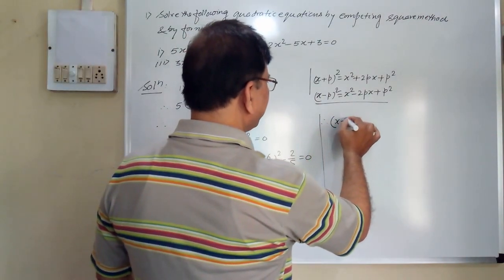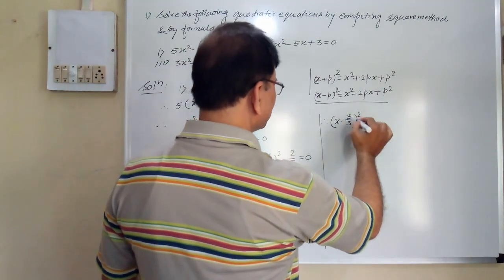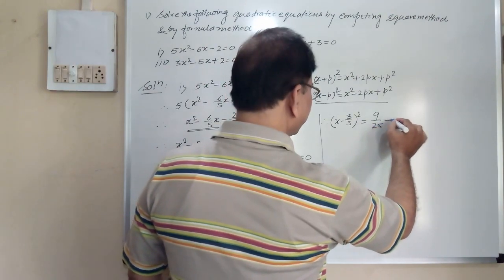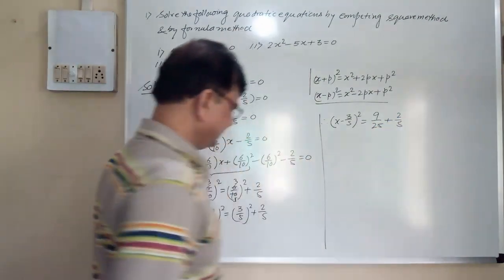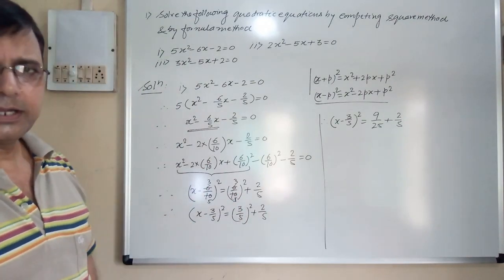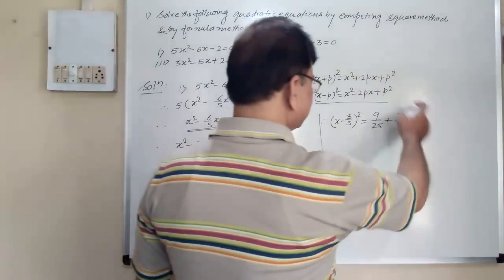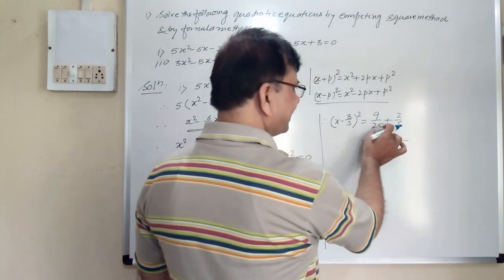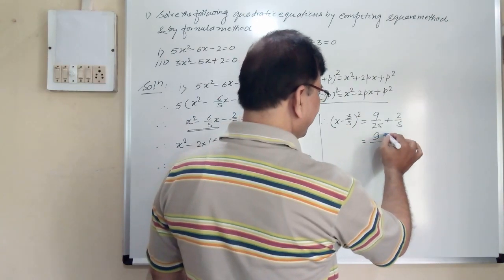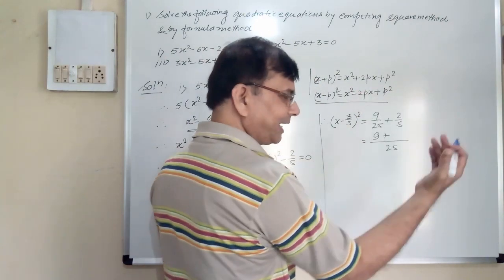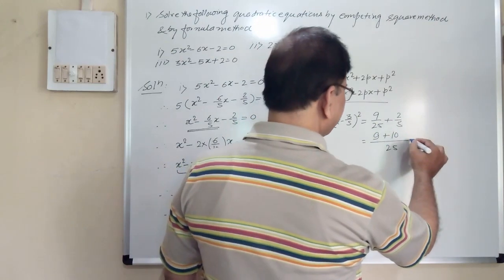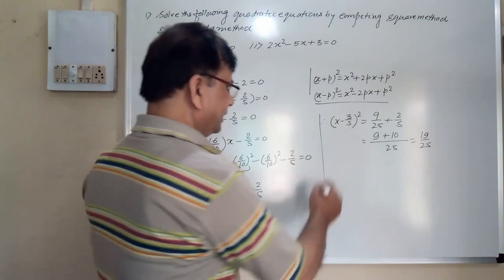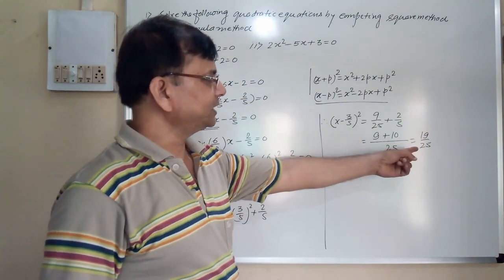Therefore, (x minus 3 by 5) whole square is equal to 9 upon 25 plus 2 by 5. The square of 3 by 5 is 9 upon 25. We will further simplify this. Its LCM is 25. So 25 divided by 25 is 1, so this will become 9. 25 divided by 5 is 5, 5 into 2 is 10. That is equal to 19 upon 25. Therefore, this is equal to this much.